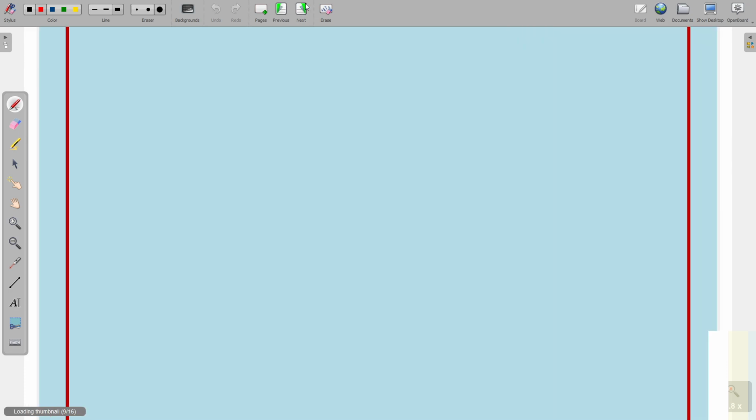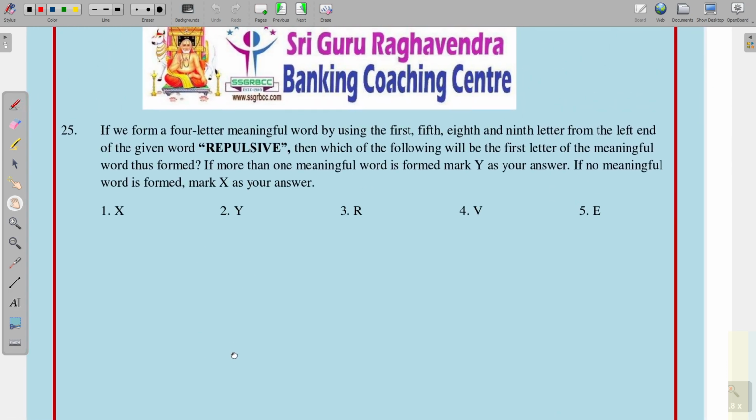Next, if we form a 4-letter meaningful word using the first, fifth, 8th and 9th letters of the word from the left: the first is R, the fifth is L, and the 8th and 9th are V and E. By using these letters we cannot make any meaningful word. So what is the answer? The option 'no meaningful word' is our answer.